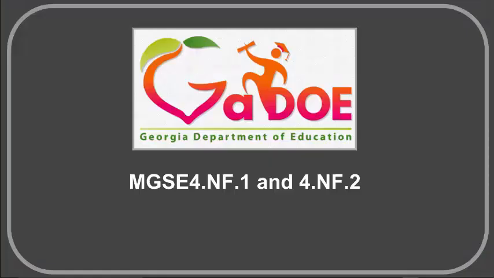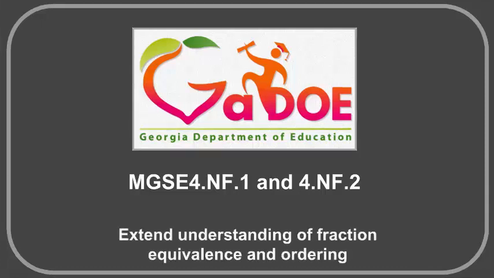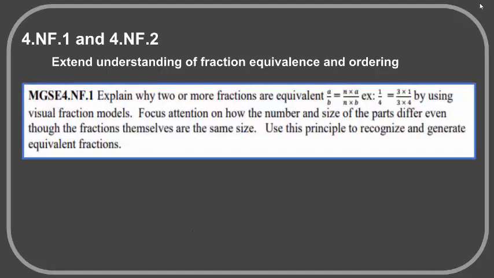This presentation will review the Georgia Standards of Excellence 4NF1 and 4NF2, which focus on extending understanding of fraction equivalence and ordering. 4NF1 states that students will explain why two or more fractions are equivalent by multiplying by a fraction equivalent to 1 and by using visual fraction models.